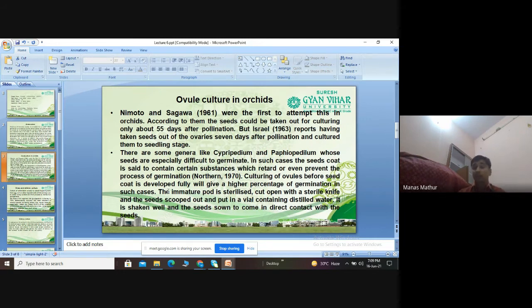After that, the immature pod is sterilized. From the immature pod, we can cut open and take out the ovules with a sterilized knife. Once the knife is there, differentiate the ovule from the seed, and then put the ovules in a vial of sterile water. It is shaken. So ultimately, it is a process for the isolation of ovules. Process same. Again, isolate the ovule, put it in the media. Again, it will form the callus, and finally the plant will be developed.